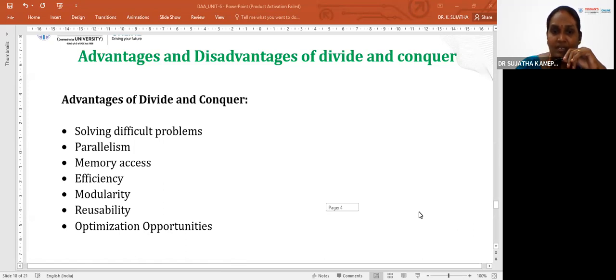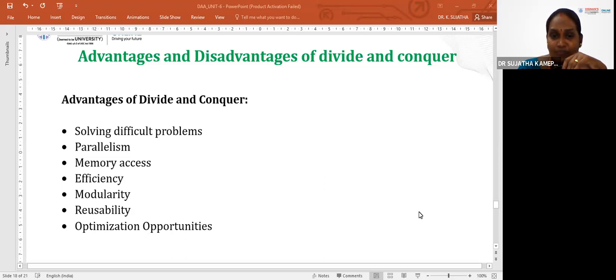Right. Now, coming to efficiency, divide and conquer can lead to efficient algorithms because it often reduces the problem size significantly with each division. This can result in algorithms with better time complexity when compared to more straightforward approaches. Coming to modularity, divide and conquer promotes modularity in algorithm design. By breaking a problem into smaller subproblems, each subproblem can be solved separately and tested independently. This makes the code easier to understand, debug, and maintain.